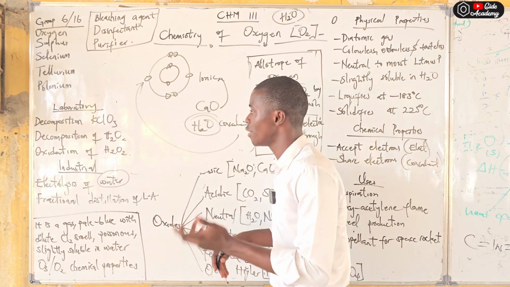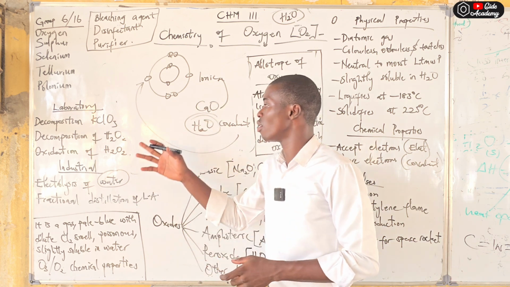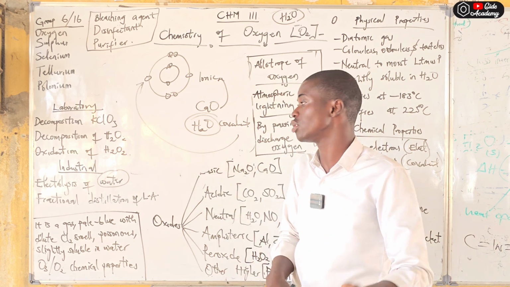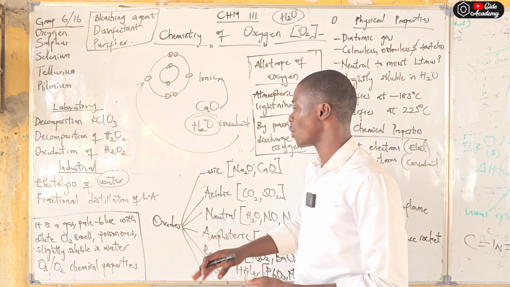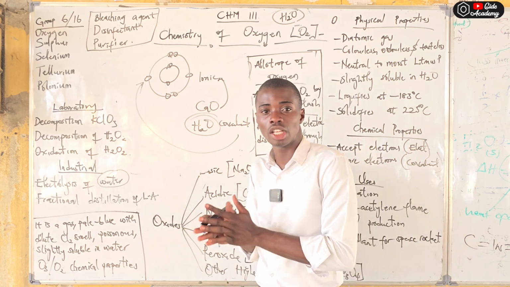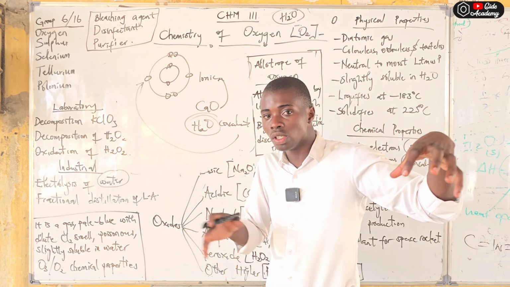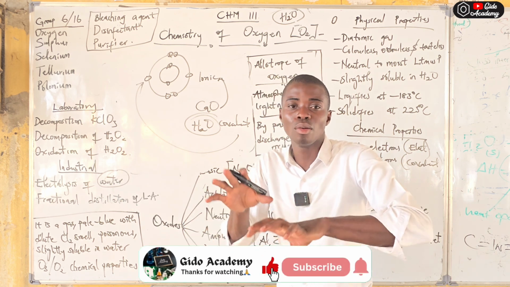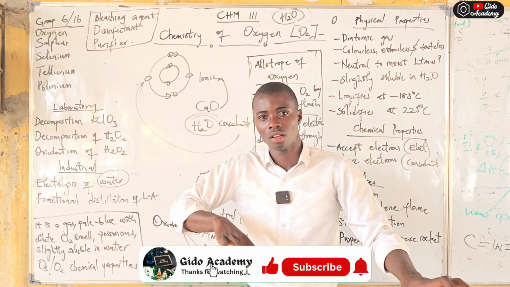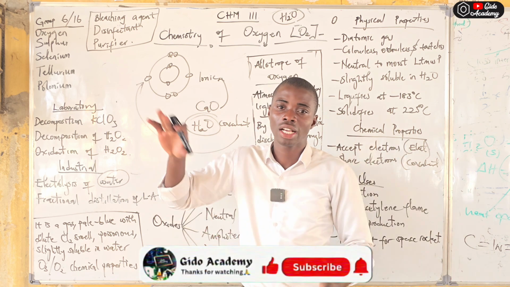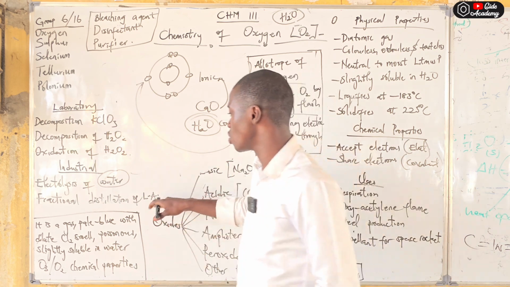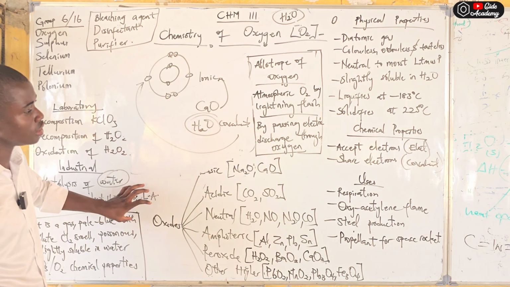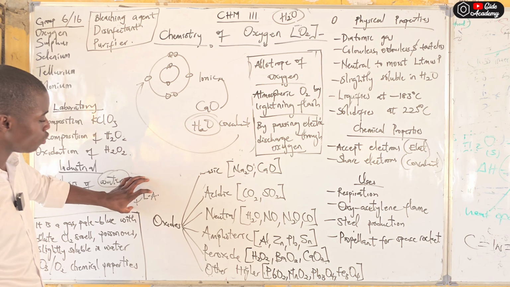So for the first one, we have the decomposition of potassium chlorate, the decomposition of hydrogen peroxide, the oxidation of hydrogen peroxide, electrolysis of water, and fractional distillation of liquid air, whereby you convert your air to liquid by compressing the air. When you compress your air to liquid, if you now remove the other fractions of air, for example nitrogen, carbon dioxide, and all that, the only thing that will remain is oxygen. So that's how you prepare your oxygen.